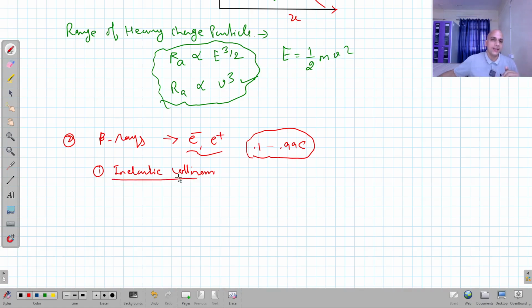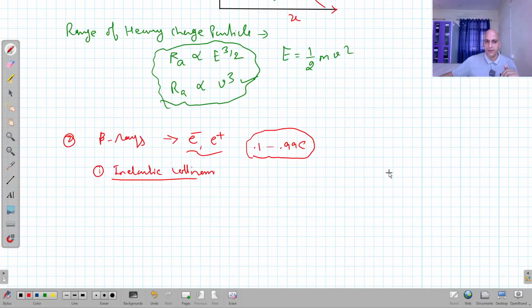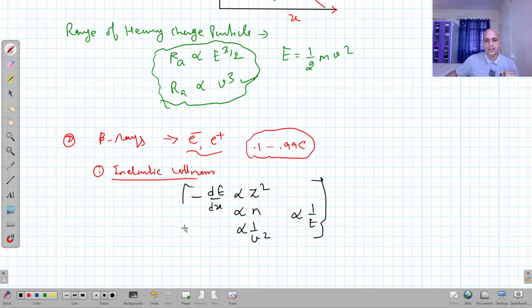And they lose their energy in the same way as this formula. We get a similar kind of formula for the light charged particles and the same kind of dependence, right? So what will happen here? The electron will interact with electrons, it will undergo inelastic collision, lose its energy, and minus dE upon dx will be directly proportional to z square. It is directly proportional to the density, it is inversely proportional to the velocity square, it is inversely proportional to the energy, right? But you can see from here that in case of electrons, as the charge is 1, z is 1, so here minus dE upon dx is small.